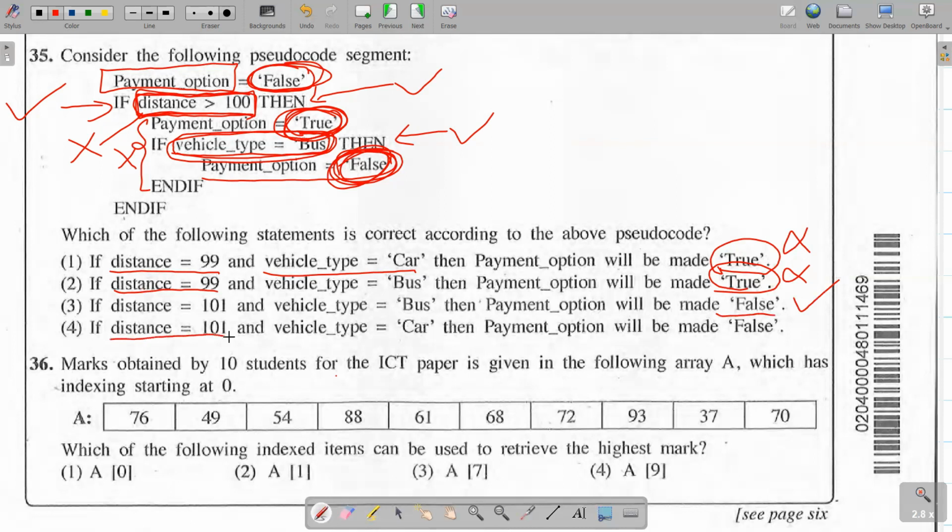If the distance is 101, that means the first condition is true. Then it comes to the next one. And the vehicle type is car. Vehicle type is car means this is going to be false. Vehicle type equal bus. So then payment option stops at the place where it says true. So this says false. So because of that, that is wrong.